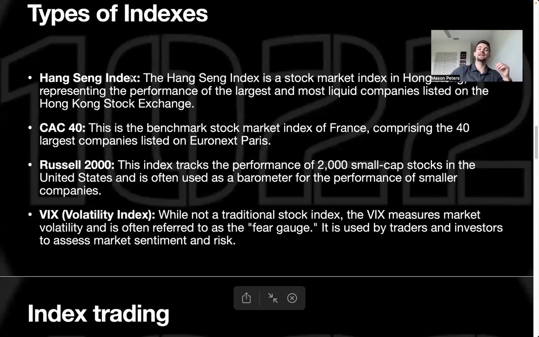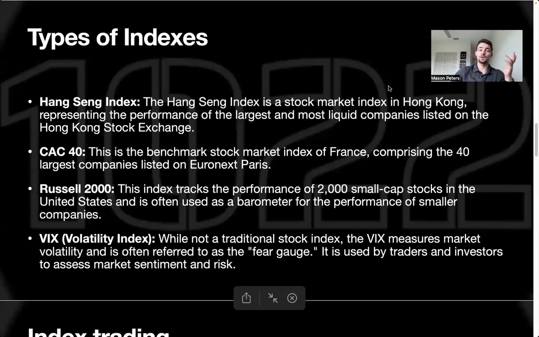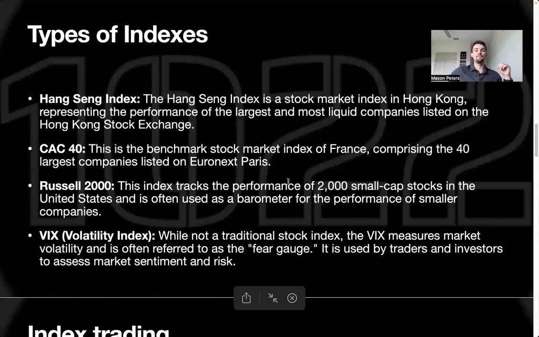We got the Hang Seng Index, which is Hong Kong, representing the most liquid companies on that exchange. The CAC 40 is France, the 40 largest companies in Paris.